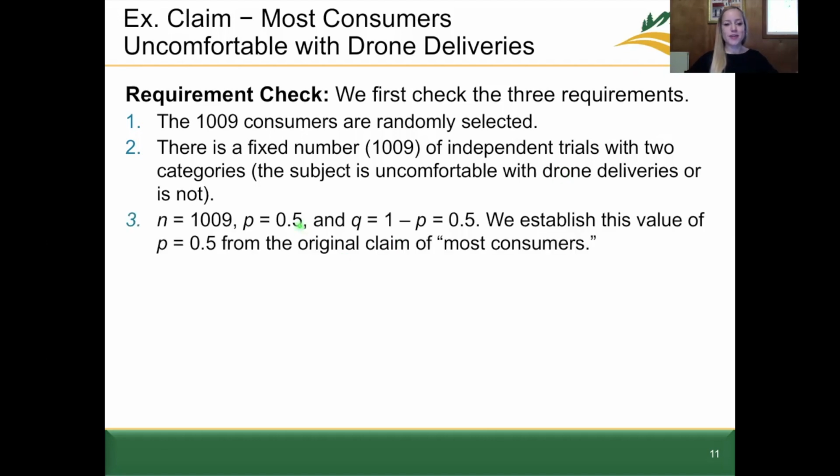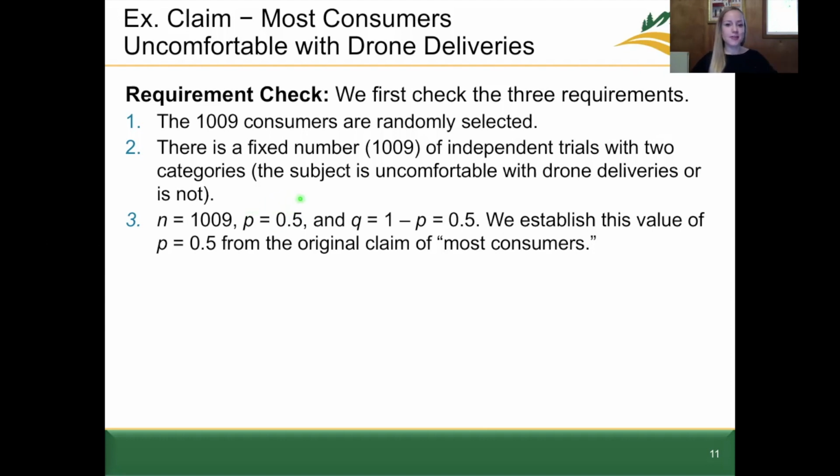So n is equal to 1,009, p is equal to 0.5. We got this value of p from our original claim of most consumers. If our original claim was 3/4 of consumers or some other number like that instead, then our p-value would be 0.75. Here, our claim is for most consumers, so we split that up into 0.5 that are uncomfortable, and then the other 0.5 would be the ones that are comfortable with drone deliveries. So again, our claim, most consumers, then p is equal to 0.5.